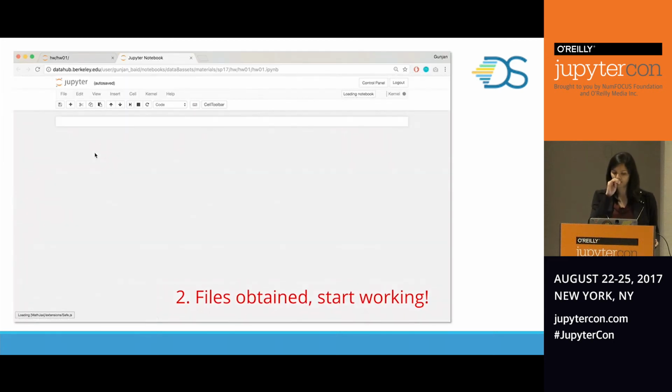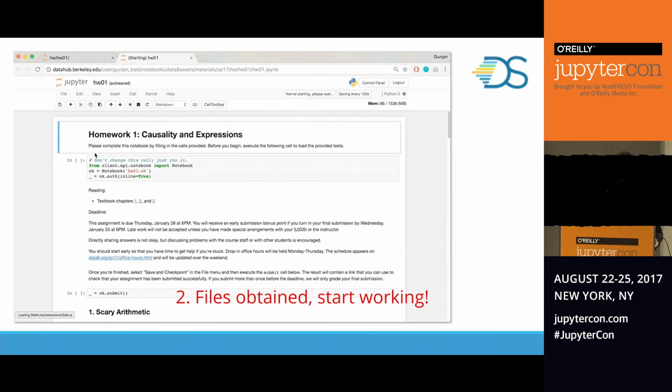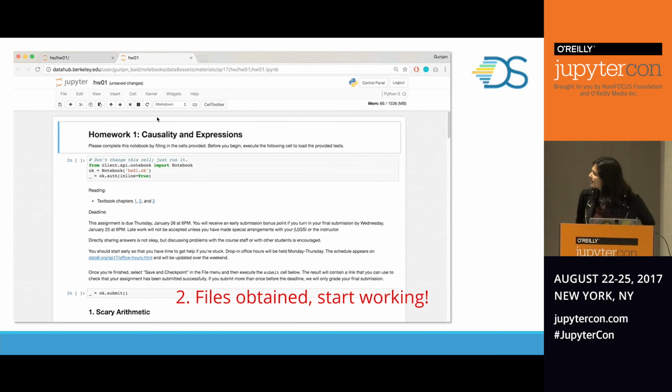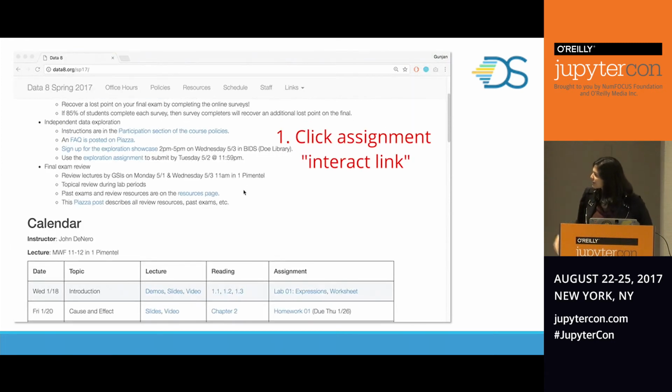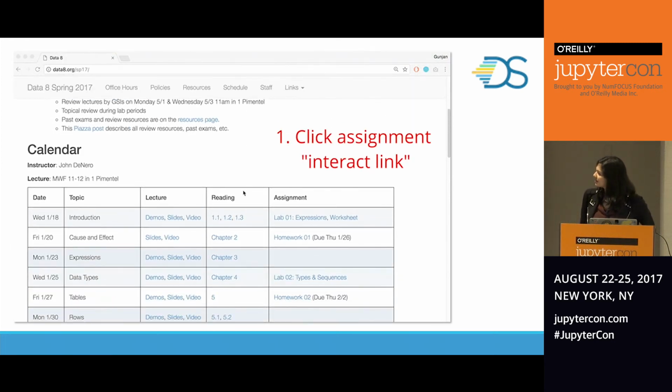What this looks like for a student is they go to some course website, they click a link for the assignment they want to work on, and they're taken to the files in their account that they need for that assignment. So here's a demo of what that looks like. Oh, it didn't start off at the right point. I'm going to wait for it to finish up. OK, here we go.